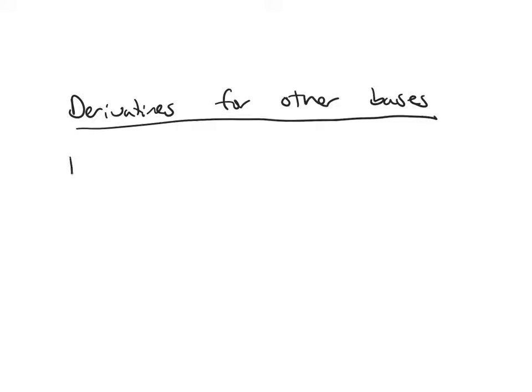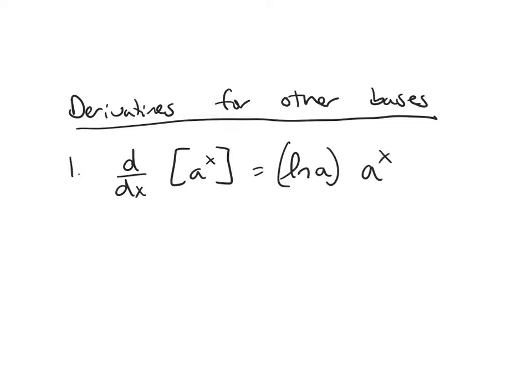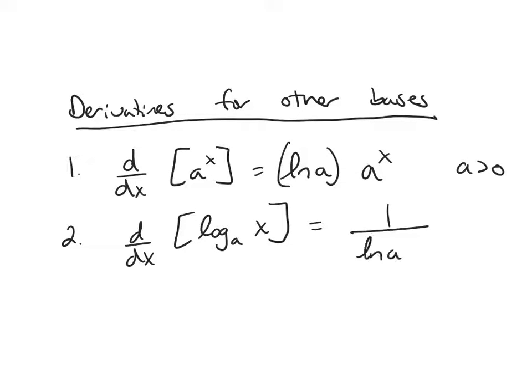So the next thing we're going to discuss is our derivatives for logs and exponents, but when I have other bases other than e. So if I take the derivative of a to the x, this derivative will be ln of a times a to the x, and a needs to be bigger than 0. And the derivative of log base a of x will be 1 over ln a times x. And again, a needs to be bigger than 0 here.